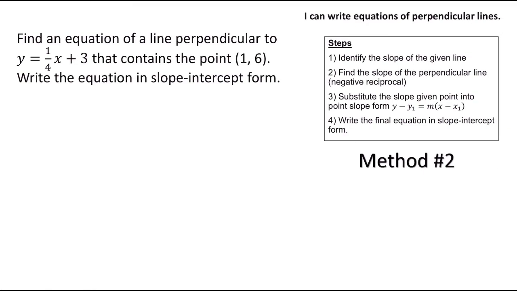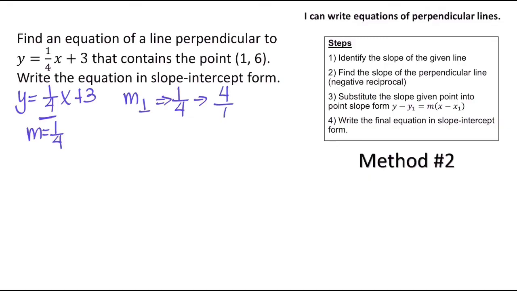So now let's solve this problem using method 2. If I do method 2, once again, I'm going to start off with y equals 1/4 x plus 3. My slope is equal to 1/4. So I need to find my perpendicular slope. I'm going to take 1/4 and flip it, and I get 4 over 1, and then I make it negative. So my perpendicular slope equals -4.